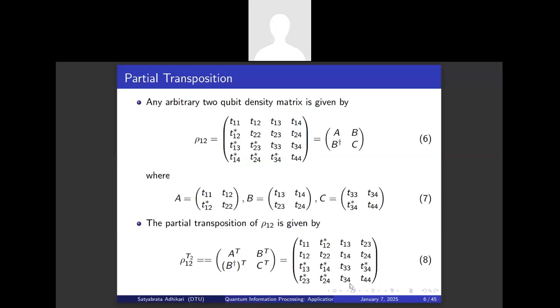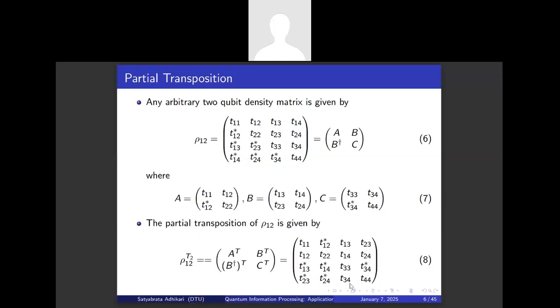So let us suppose we have any arbitrary 2-qubit density matrix, which is given by this 4x4 matrix. This 4x4 matrix can be divided into 4 block matrices. Here you can see that A, B, B dagger, and C are block matrices, which are 2x2 matrices. Now, what do we mean by the partial transposition? Partial transposition of this 4x4 matrix is defined by equation 8. So just look at equation 8. Here we have just taken the partial transposition with respect to system 2.